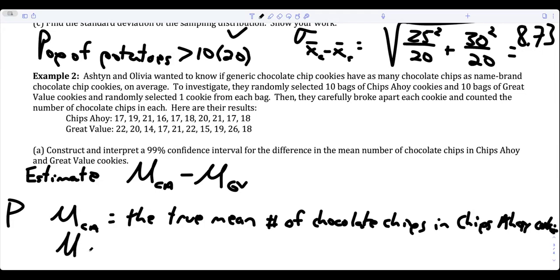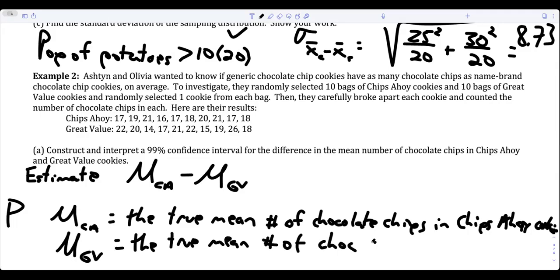And I'm going to say mu sub GB is going to be the true mean number of chocolate chips in Great Value cookies. Okay, and so we need to find X bar and S.